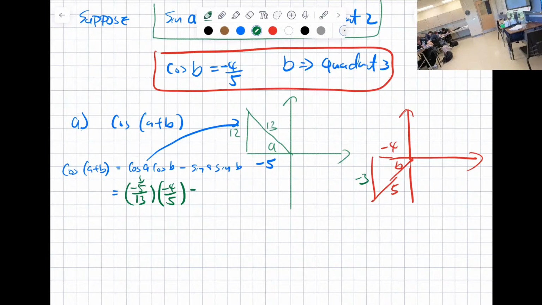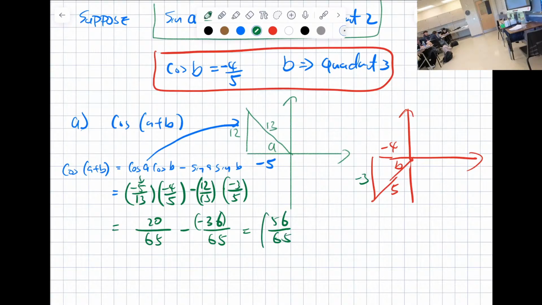Minus, what is sine of A? 12 over 13. Times what is sine of B? Negative 3 over 5. Good. Now all I have to do is multiply. This is 65, this is 20, and this is minus 65. And this is 36, but it's a negative, right? So it'll be 56 over 65, and that's the final answer.